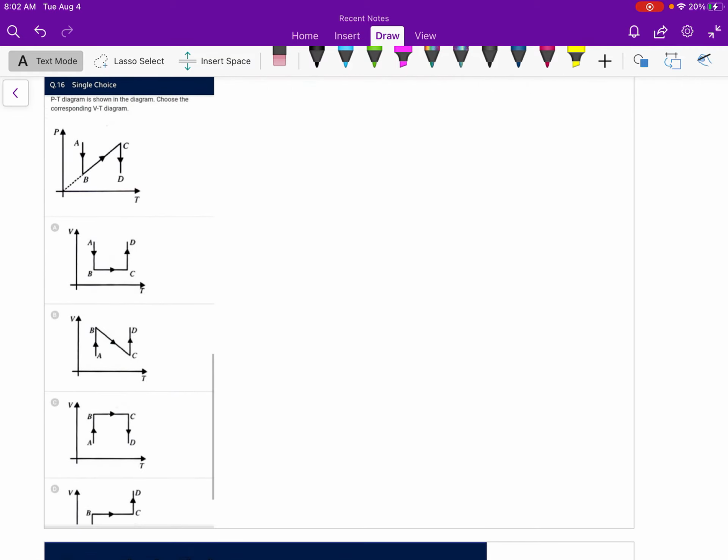PT diagram and the correct VT diagram. From A to B, we see that temperature is constant and pressure is decreasing. So volume is increasing. So A to B, temperature is constant and volume is increasing. So reject A, because in this volume is decreasing whereas volume is increasing.